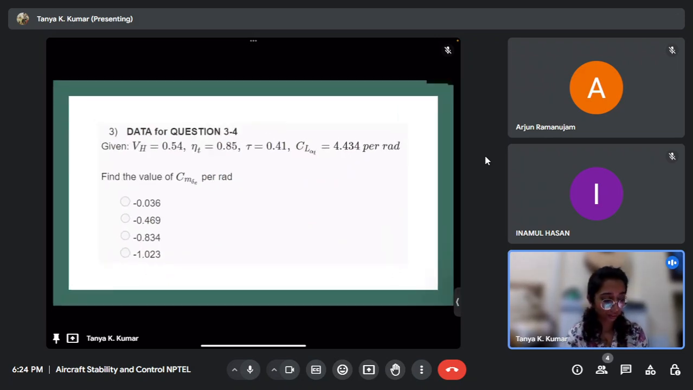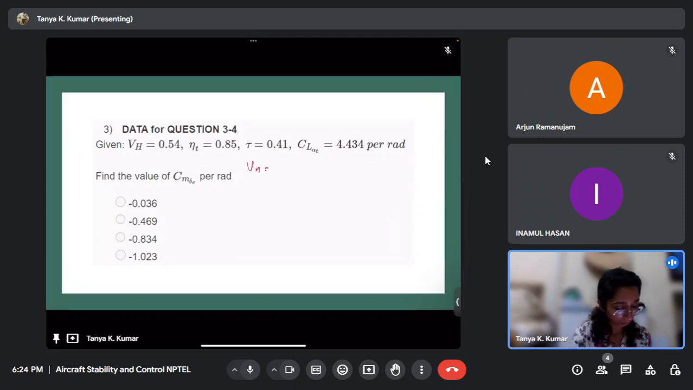Next, data for question 3 to 4 is given below. So you have VH, the horizontal volume ratio, ST upon S into LT upon C bar. Tail efficiency factor. What was tail efficiency factor? What is the formula for tail efficiency factor? So it was the ratio between the dynamic pressure at the tail and the free stream. So it was Vt square by V infinity square.